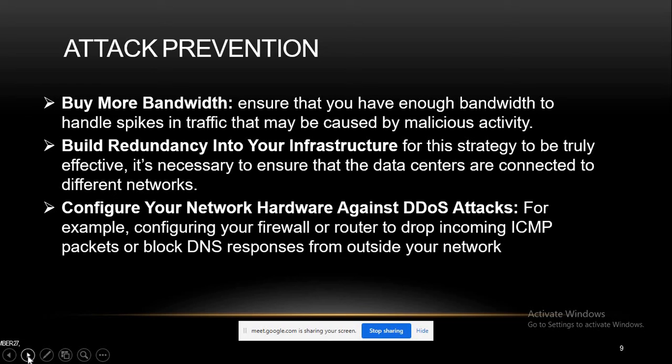My topic is attack prevention. Buy more bandwidth. Ensure that you have enough bandwidth to handle spikes in traffic that may be caused by malicious activities. Build redundancy into your infrastructure. For this strategy to be truly effective, it is necessary to ensure that the data centers are connected to different networks. Configure your network hardware against DDoS attack. For example, configuring your firewall or router to drop incoming ICMP packets or block DNS responses from outside your network. Now we are going to play a video on DDoS attack for better understanding.